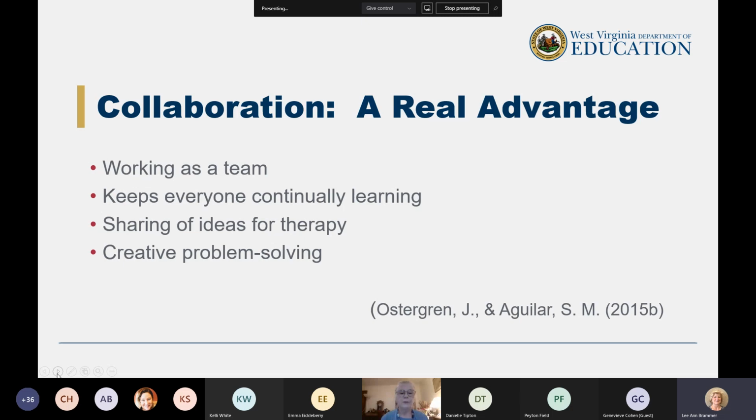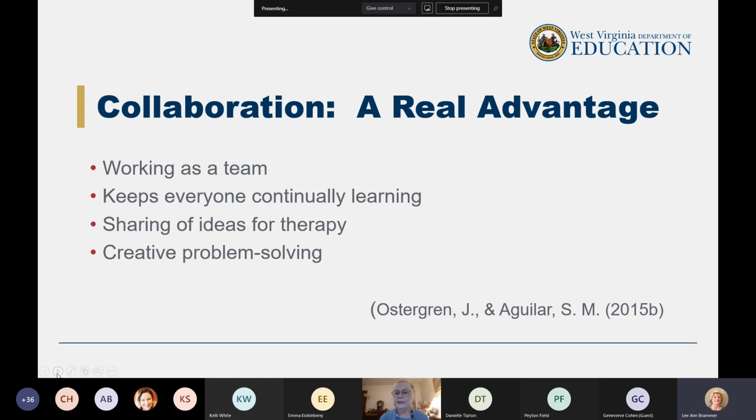There was a survey that was done by Ostrigen and Aguilar, and it's 215B because they have two different articles that they did. And they asked the supervisors what the benefits were for them. What were the advantages? And the supervisors said the real benefit of working with an SLPA was working as a team, keeping everybody continually learning. I mean, we're learning from each other. You know, some of you are just out of school, so us, the SLPs who've been out for a while, have a lot you can learn, and we have a lot we can teach.